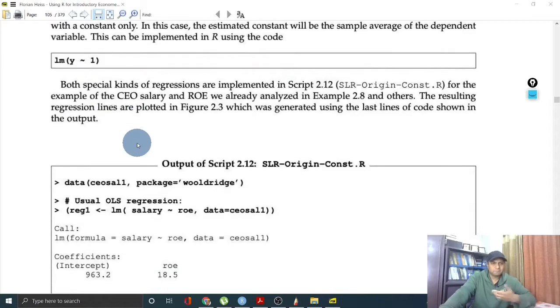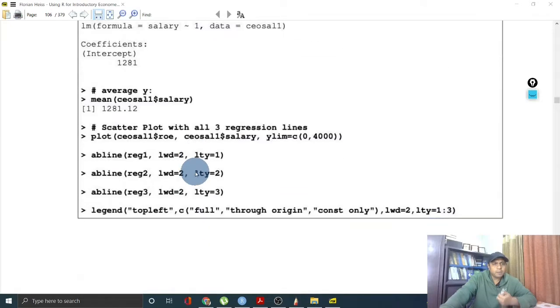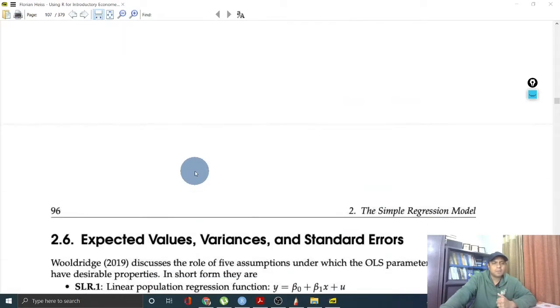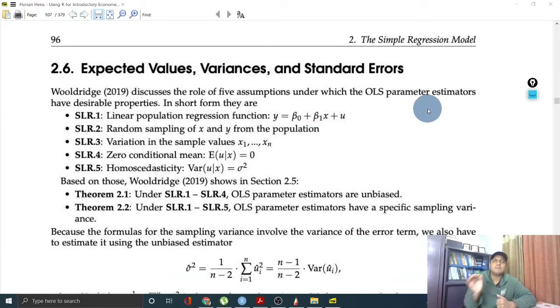Okay, very simple, and there is an example given here as well. So moving on, we are now discussing the assumptions: expected value, variance, and standard errors. These are 5 very important assumptions that we are going to talk about in this video, and in the next video we will gradually see how to check heteroscedasticity and multicollinearity, and how to interpret those things easily using this book information and, of course, R programming.